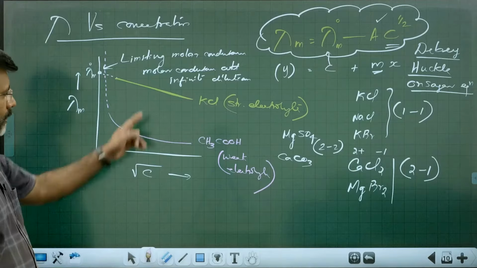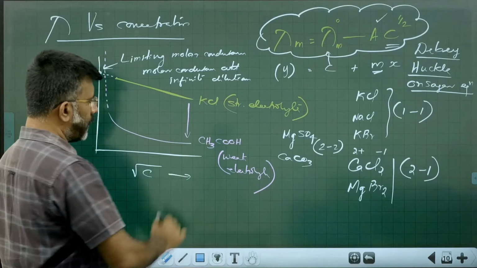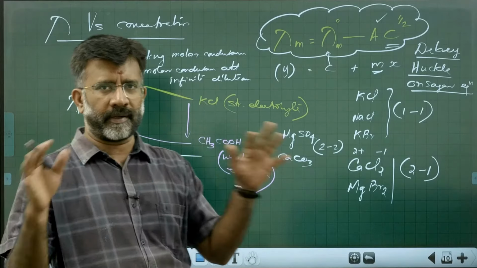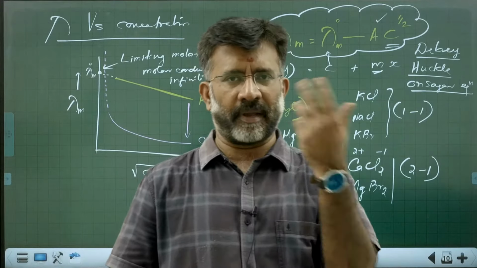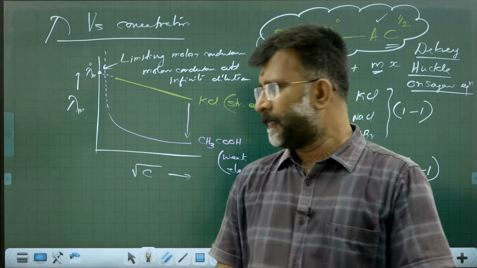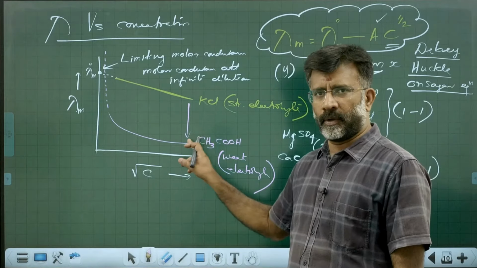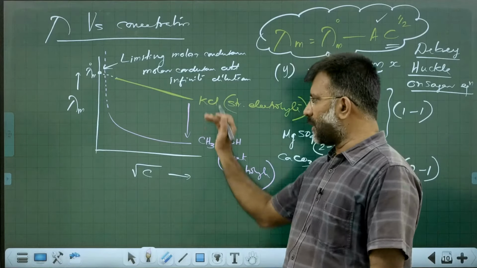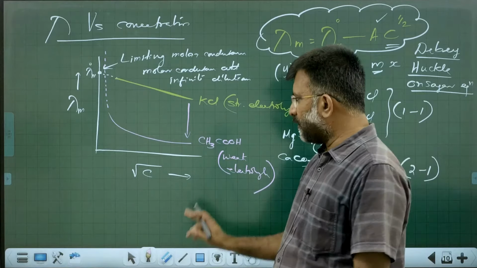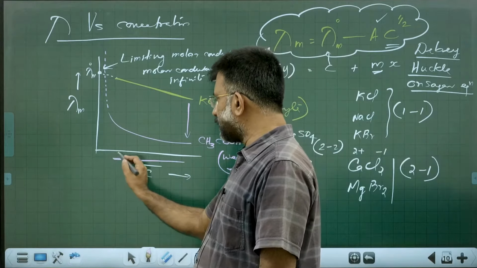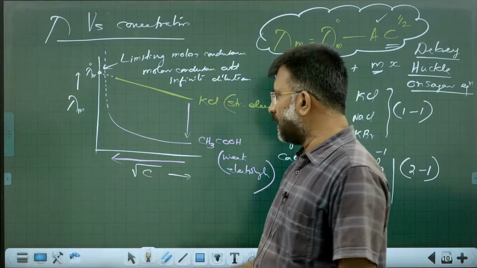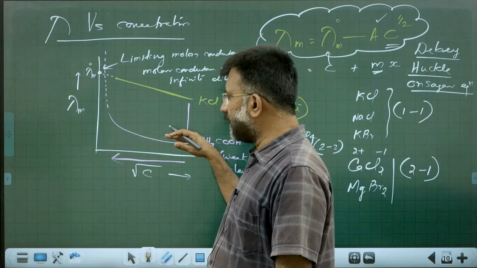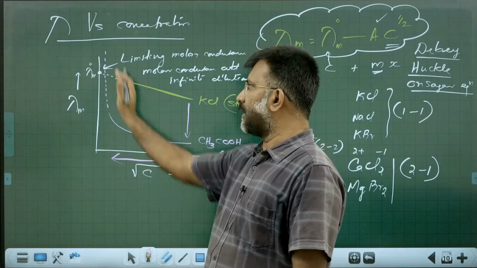And see, number one, the value is low. Why is the value low? A strong electrolyte undergoes complete ionization, so the ions are maximum and the conductivity is maximum. For a weak electrolyte, alpha is less, therefore the number of ions is less, so the molar conductance is less. Now, with dilution, with the decrease in concentration, alpha increases, the number of ions increases, and conductance increases.